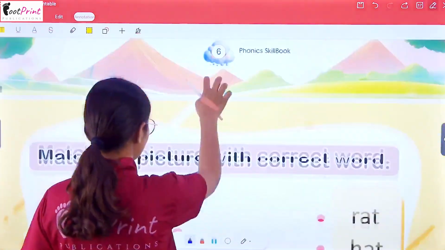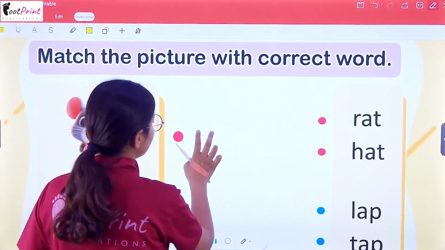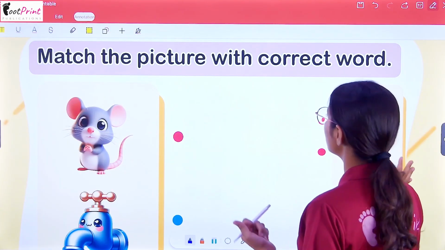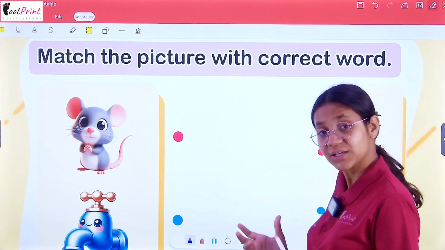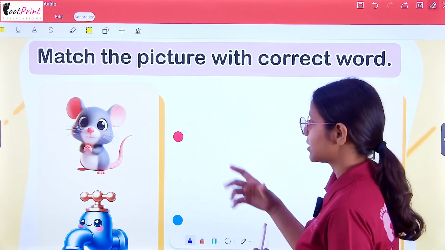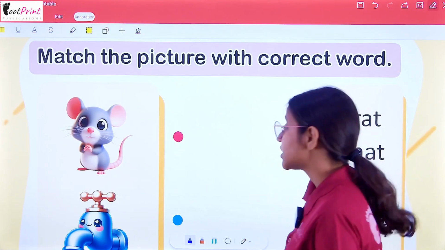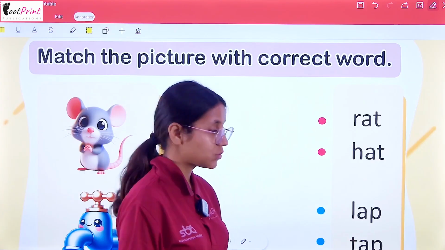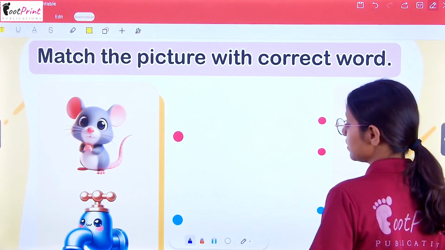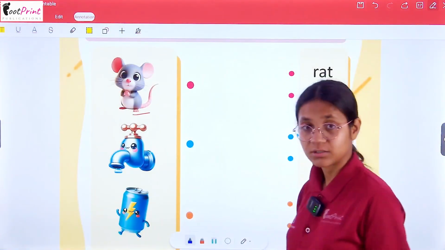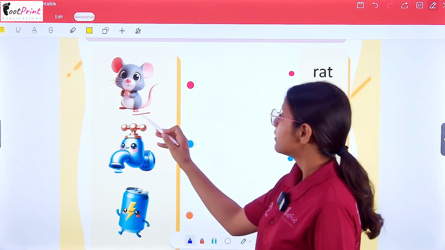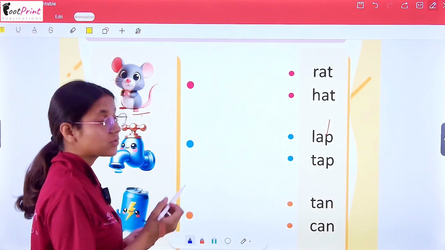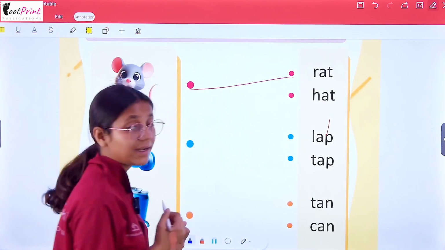Now, we have another activity for you. Match the picture with the correct words. We have to see the picture, understand what it is, and after that match it with the correct word. See here, firstly what we have: rat. We are matching rat with the word rat here.